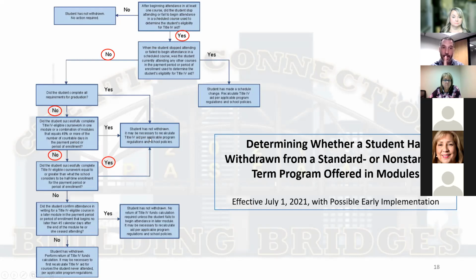It may be necessary for us to recalculate the Pell Grant and any campus-based aid if that's part of your policy. So make sure we understand that policy and that we're monitoring it. This decision tree helps answer part of that new process, and it gets us in the right mindset to say, what steps do I need to be thinking about when I'm doing the return of Title IV in a modular-based term?